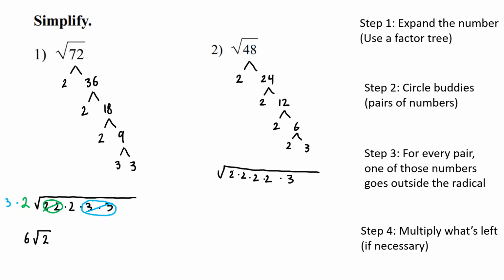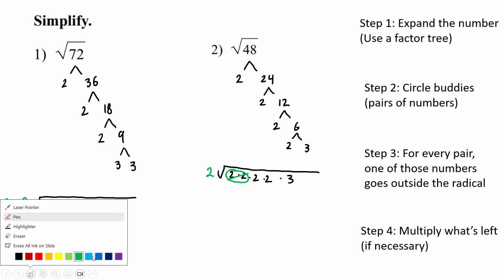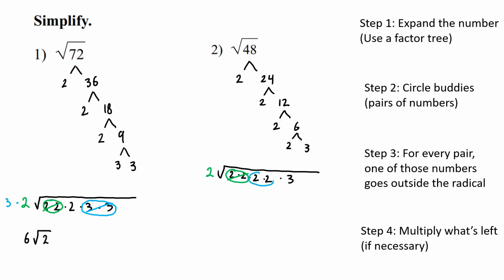There's four twos, so two at a time have to be buddies. 2 times 2, for every pair, one of those goes on the outside. I have another pair of twos, so I have one more 2 on the outside. All right. 2 times 2 is 4, and there's a 3 left on the inside. And there we are done.